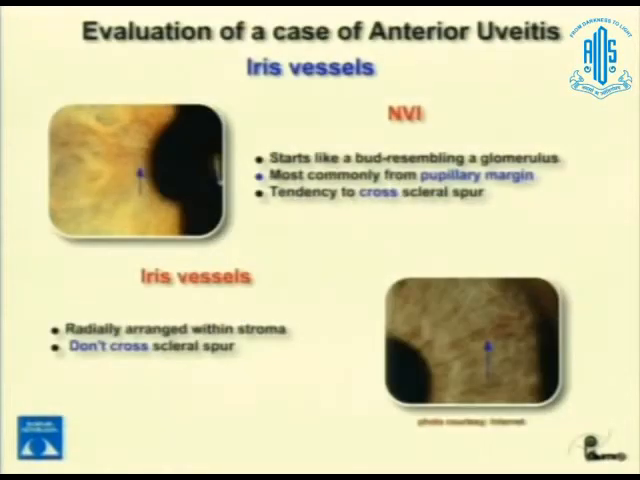Very good. This is the Koppe lens. So the next is to differentiate between neovascular iris vessels and the normal iris vessel. Neovascular iris vessels start as a bud. They most commonly arise from the pupillary margin, whereas the normal iris vessel is radially arranged within the stroma, and on gonioscopy it does not cross the scleral spur.